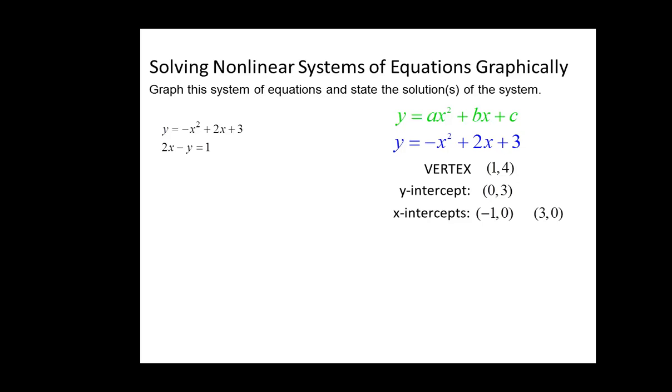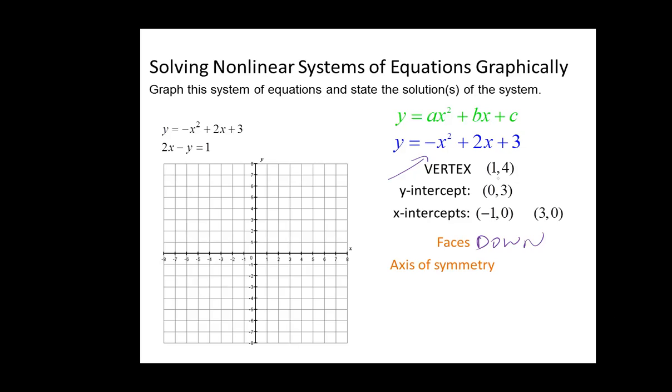So we have our vertex, we have our y-intercept, we have our x-intercepts. Let's talk about how this faces. You look at the leading term, that is the coefficient of the x squared. I can see that's negative, therefore it faces down. And for my axis of symmetry, well, let me do a little graphing first, and then we'll come to the axis of symmetry. Let's put our vertex on first. The vertex is at 1, 4, which is right here, and now you can see where my axis of symmetry is. The axis of symmetry is this vertical line which is going right through the vertex.